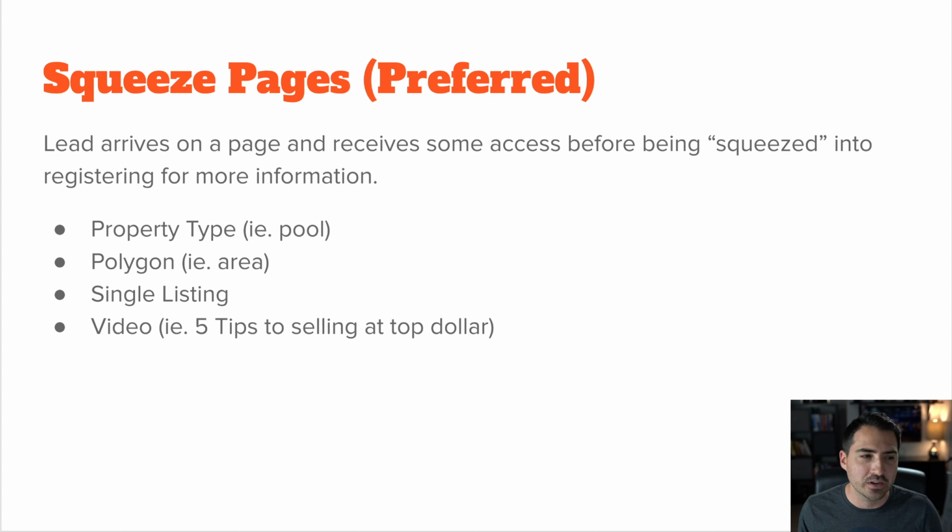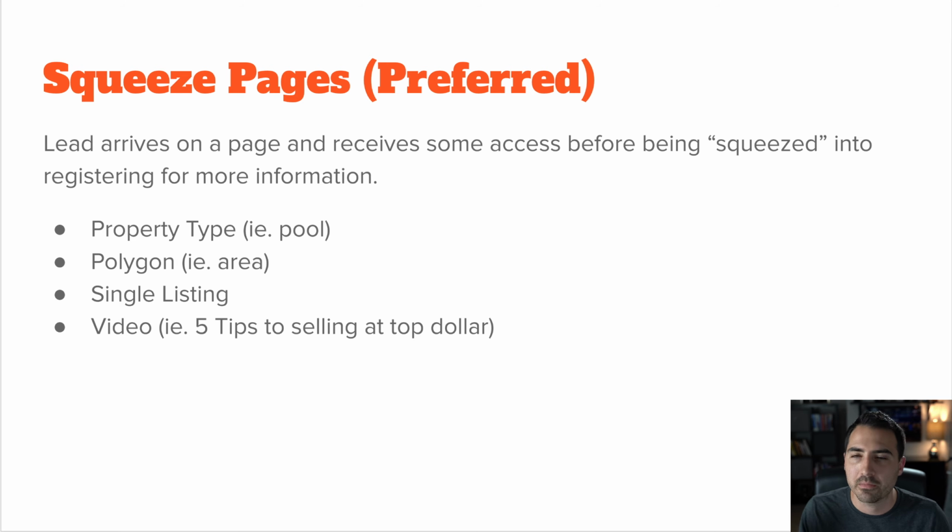With a squeeze page, the way you can remember it is that a lead will arrive on a page and they get some access to that information or content before being squeezed into registering for more information. So you give them a little bit of value by sending them to your squeeze page, and then after they've taken a couple of actions, they're going to need to register to continue to get that same value. For instance, one of the ads that I would run a lot was a list of pool homes.